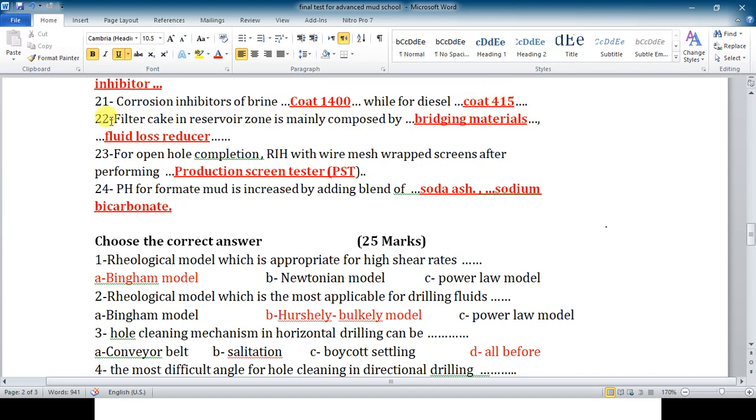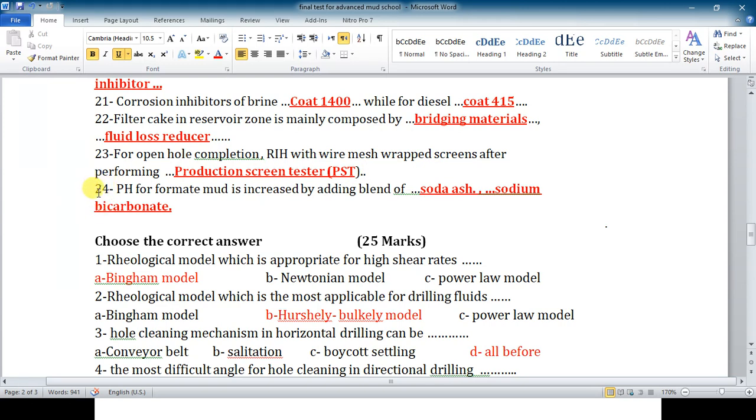Number 20, corrosion inhibitors of the brine, like code 1400, while for the diesel is called code 415. Okay. Number 22, filter cake in the reservoir zone is mainly composed by bridging materials and fluid loss reducers. Number 23, for open hole completion, run hole with wire mesh wrapped screens. After performing production screen tester or BST, and if you need to know the test, you have to revise the drilling fluid session that we have already talked before.